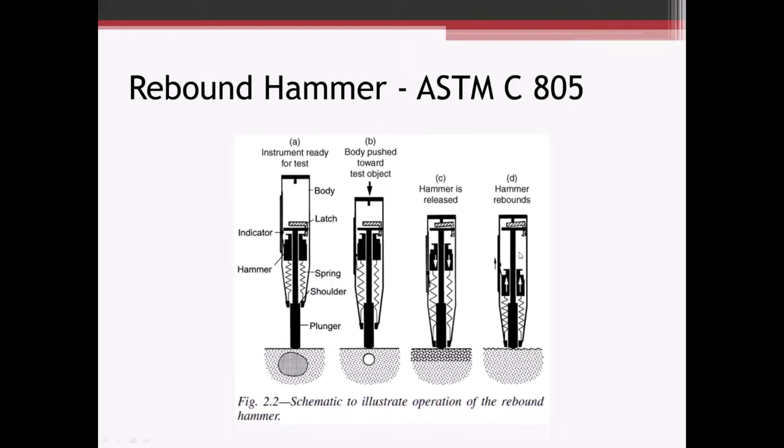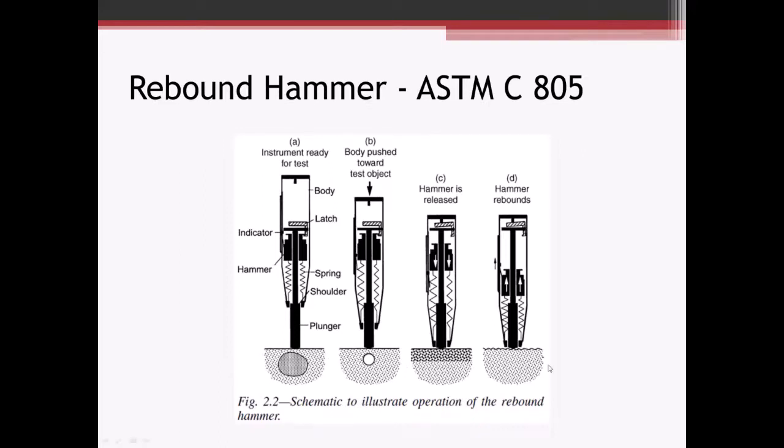And you get a rebound number, which is a unitless number. It's just a relative number. Some rebound hammers on the market these days are electronic rebound hammers, and what they do is they actually measure the velocity of the hammer just before impact and just after impact, and that translates to a rebound number also.